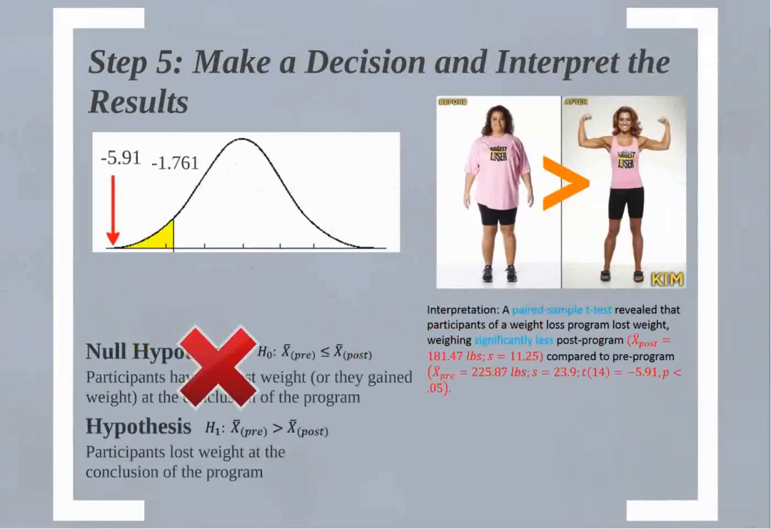So after all of that, we can come to the conclusion that we're 95% confident it was the program that made a difference here. It was the program that helped people lose weight. It wasn't some anomaly in our data. It wasn't just simply by chance that we got the results that we have.